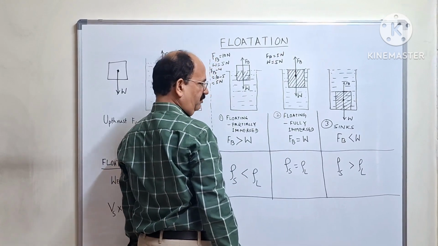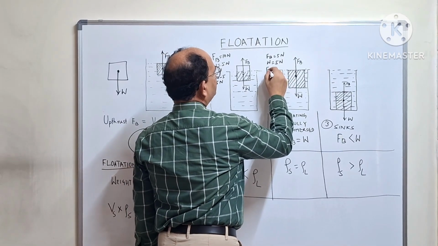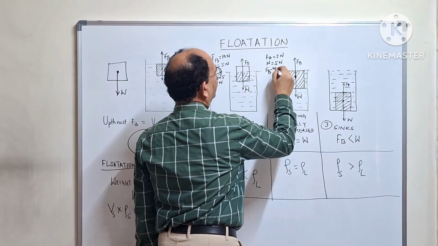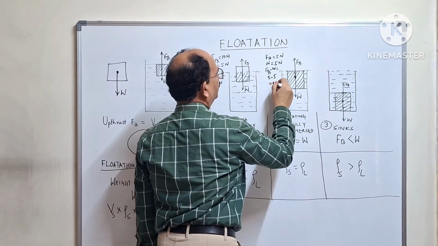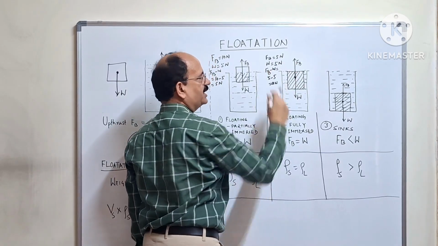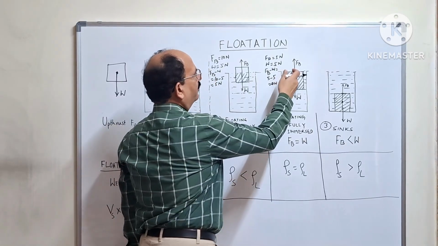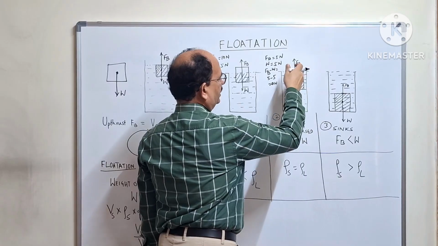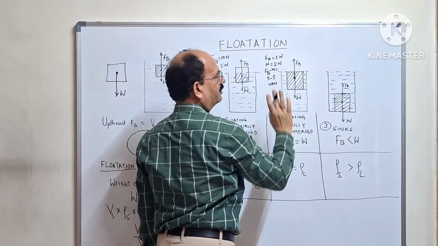Then what happens? The net force acting on the body is 5 minus 5, which is 0 Newton. So no net force is acting on the body, right? Therefore, this object in this scenario will just float in the body of the water.